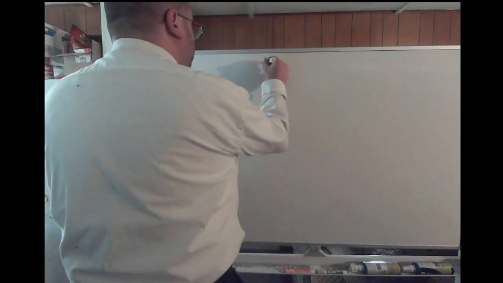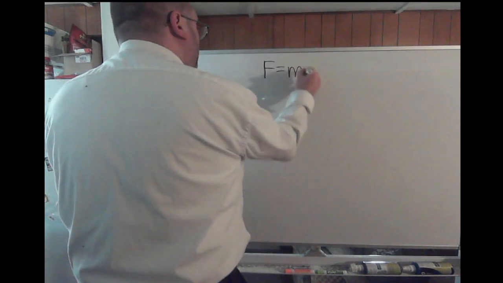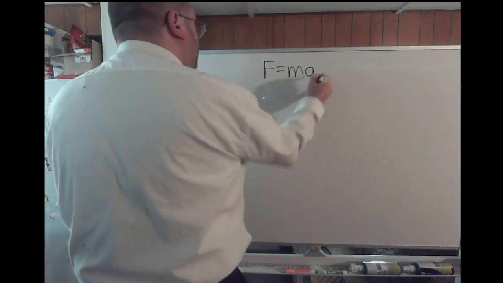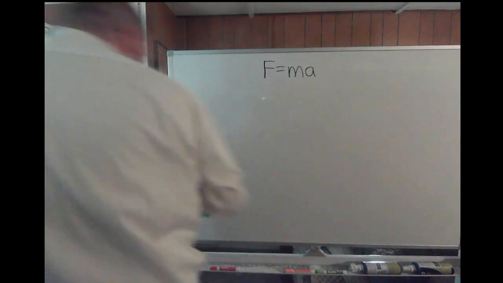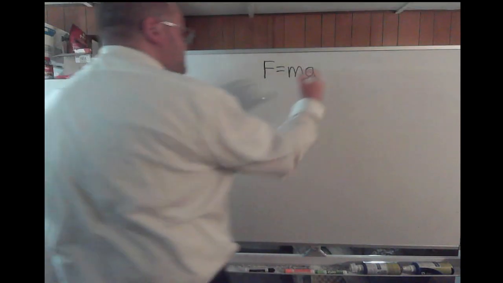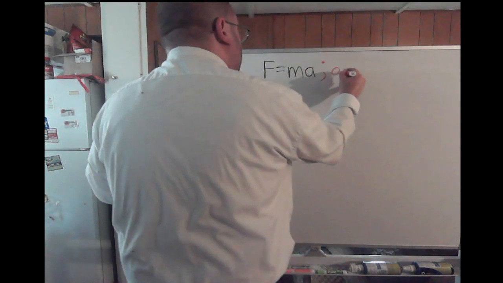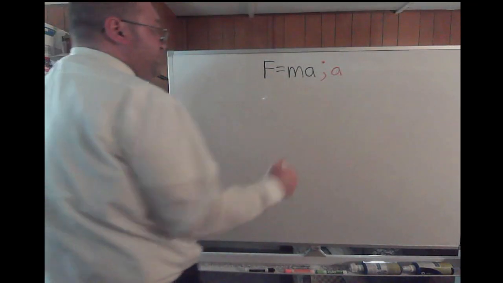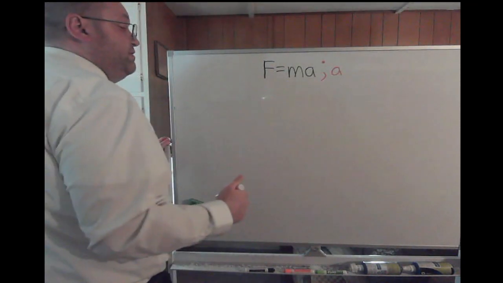There's another formula some of you may recognize. F equals ma. Force equals mass times acceleration. And they want us to solve for a, the acceleration. I'll write that here. For the duration of this lesson, if you see a red semicolon and the letter in red, that's the letter we're solving for.